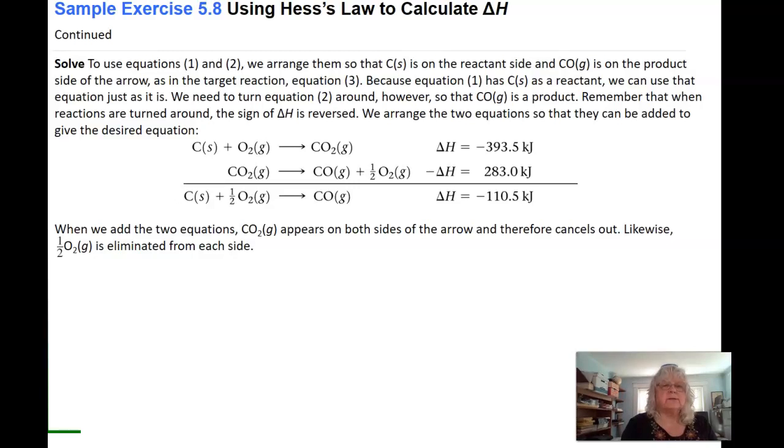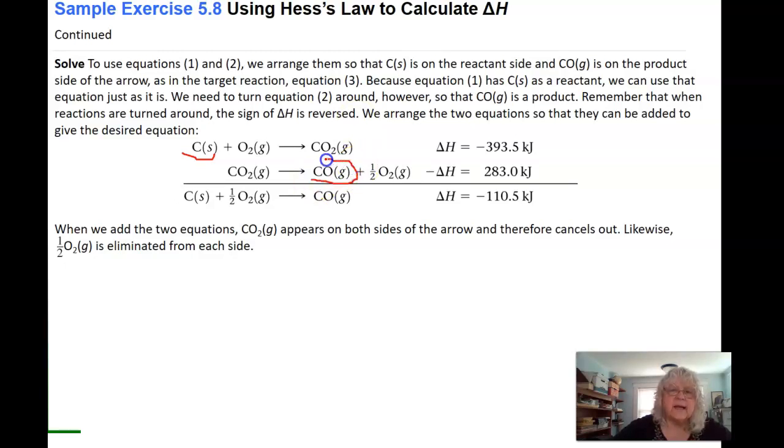So this is what this looks like. In order to use those 2 equations, I have to make sure that I have the carbon on the reactant side. So I just rearrange the equation so that my carbon is on the reactant side, and my oxygen goes to CO2. And then in the second reaction, I essentially have switched this around so that my CO2s cancel out, and my CO, which is a product, ends up on the product side.